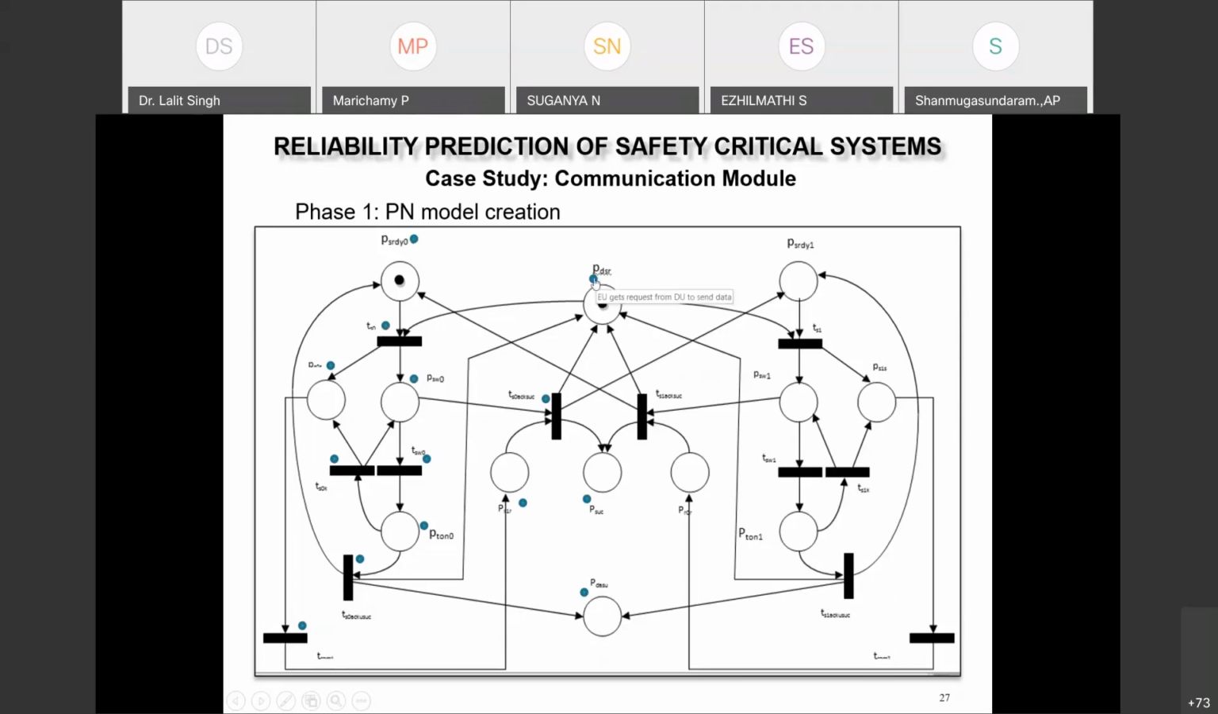Now there is one more thing that is important, which is one place I have kept for representing that the embedded unit gets a request from the data display unit to send the data. So it is working on the request, and once it sends the packet, it has to wait for the acknowledgement, which is represented by PSW0. And then if it detects the timeout of the wait, again it will send.